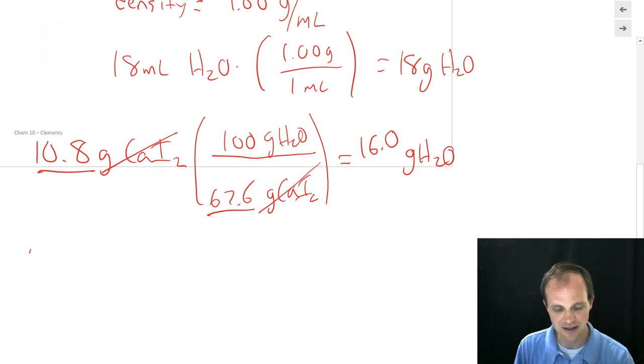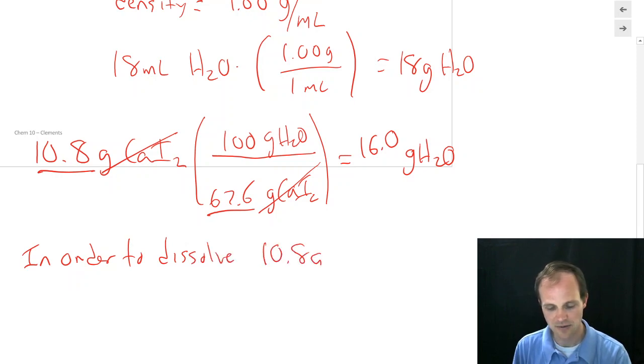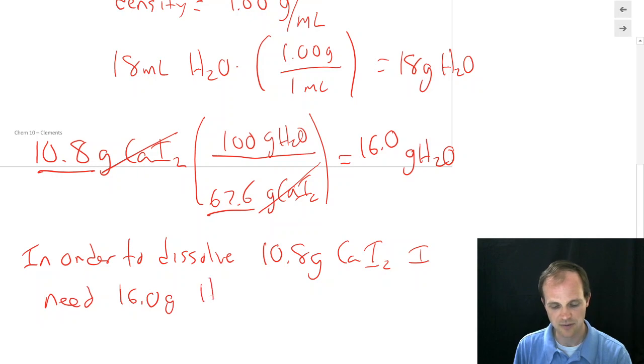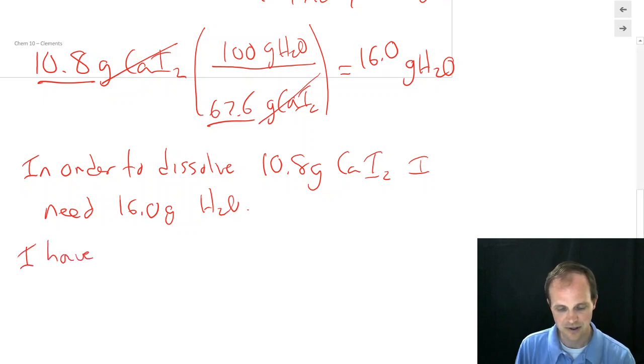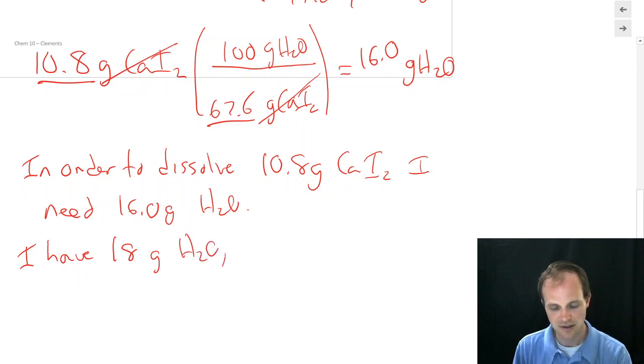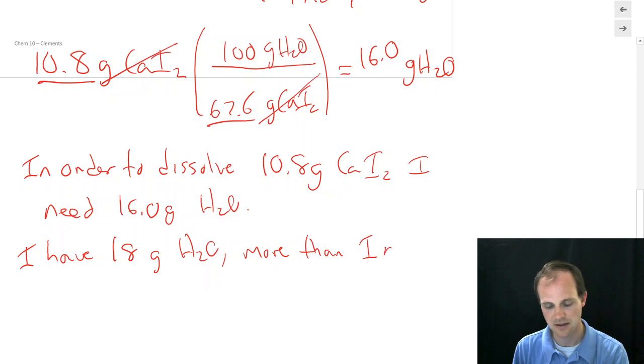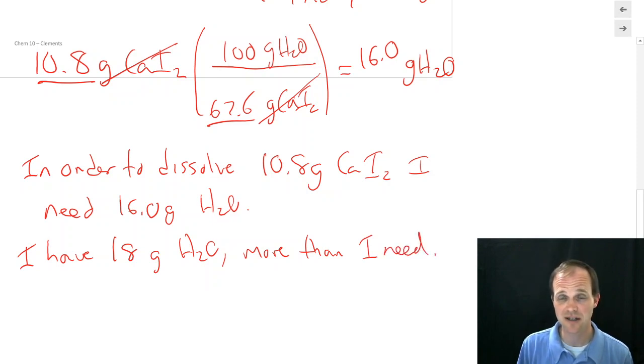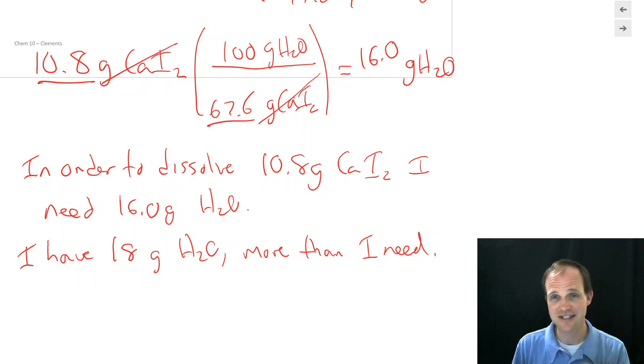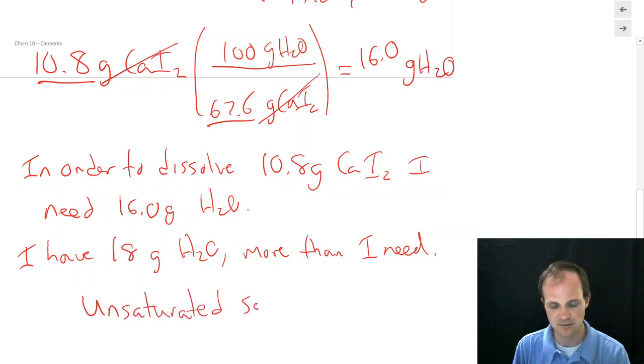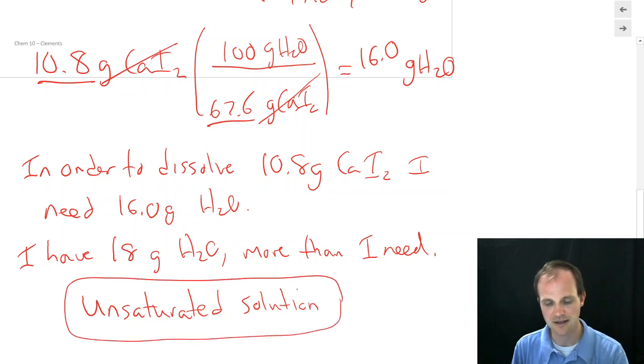What did I just calculate? I calculated that in order to dissolve 10.8 grams of calcium iodide, I need 16.0 grams of water. That's still not my answer, because what's my answer? My answer is I have 18 grams of water, more than I need. And if I've got a bunch of extra water, what could I do? I could dissolve more calcium iodide. A little extra is the same as a lot extra. Imagine I had an entire ocean full of water. Can I dissolve some more calcium iodide? Absolutely. And we call this an unsaturated solution because I could dissolve more if I wanted to.